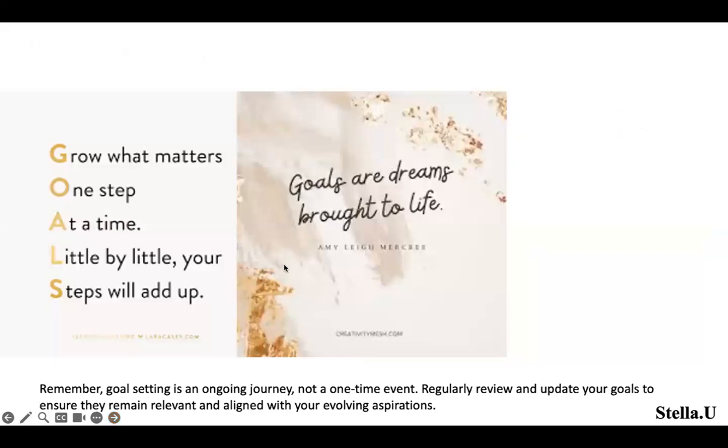So we've come to the end of the class. I just want to reiterate that goals means you're growing what matters, one step at a time, little by little, and your steps will add up. Some goals cannot be achieved all at once, and for some goals, you need to do it over and over again. It takes consistency, and goals are dreams that are brought to life. And I just want to remind us that goal setting is an ongoing journey.